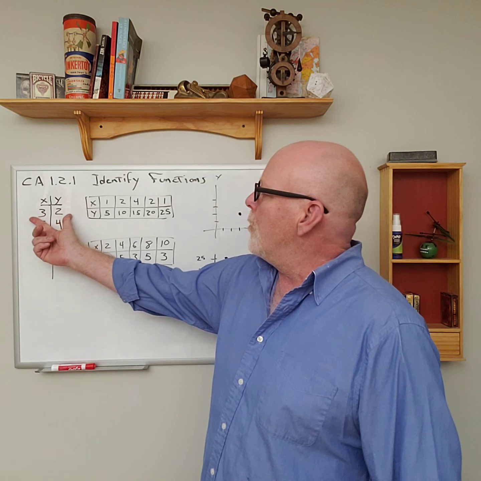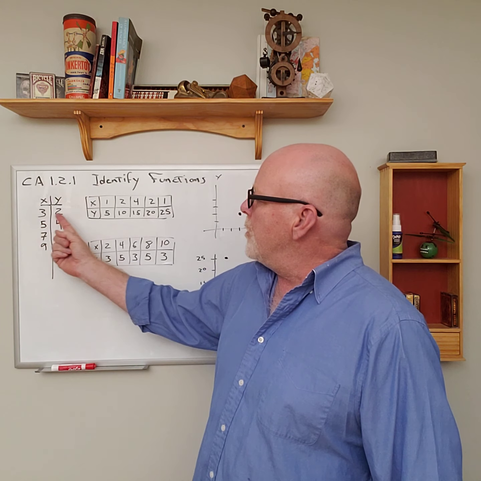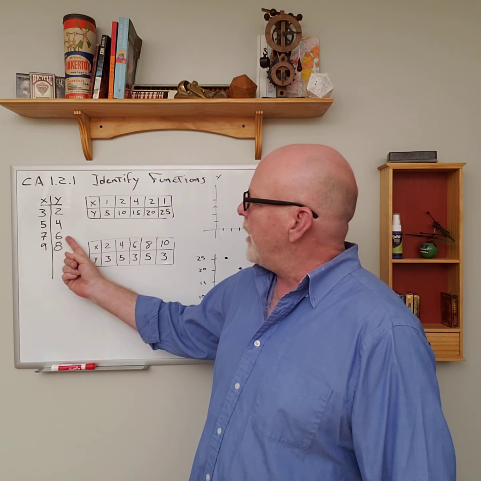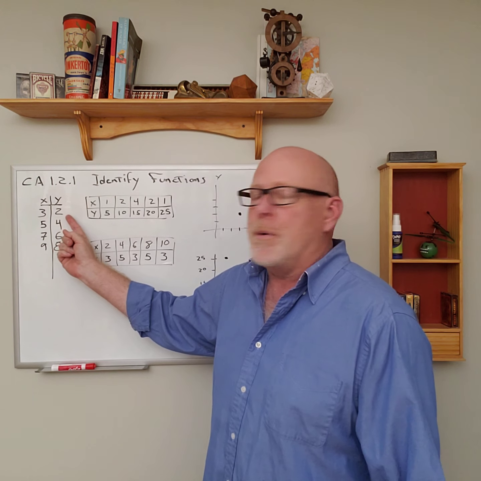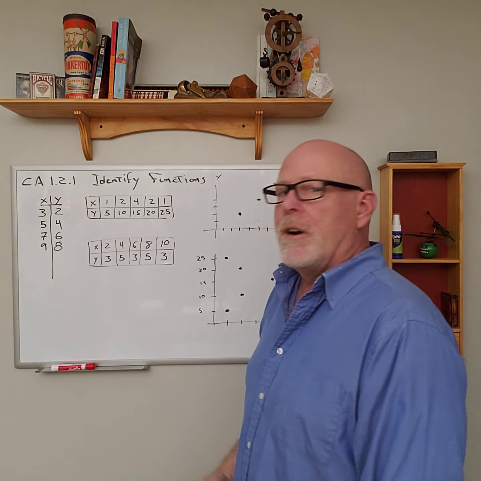And this is a function because each input has one specific output, right? The input being x, the output being y. So an input of 3 has an output of 2, input of 5 has an output of 4, etc.